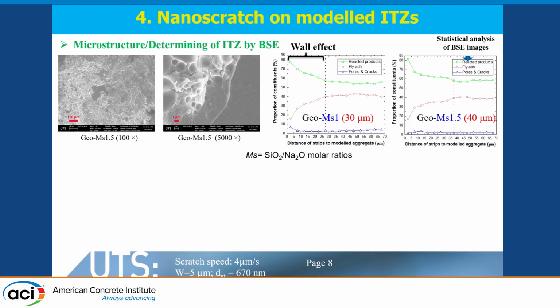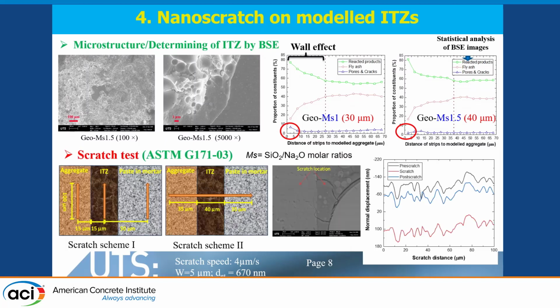And here we tried to do Nanoscratch. Then we also looked at this interface from the backscatter image. Then you also see a small amount of difference in the porosity. We did the Nanoscratch using the nanoindentor. Instead of doing point by point, you just go through the line.